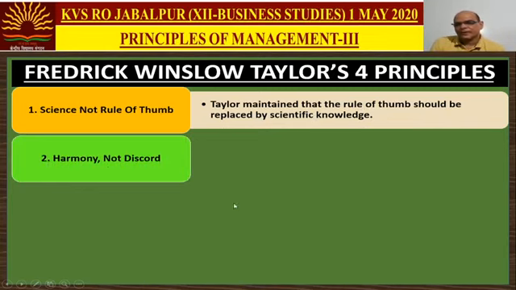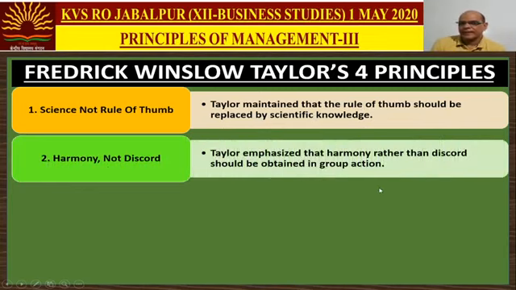Harmony, not discord. He used to say that there should be harmony in the organization, a good environment, good relations between workers and managers, and there should not be discord. Discord का मतलब होता है dispute, झगड़ा. So he used to say there should be harmony and not the discord.